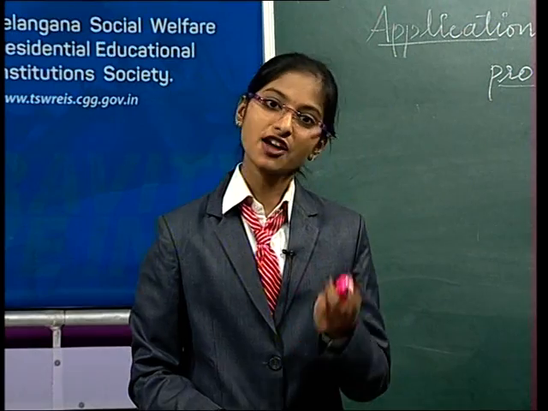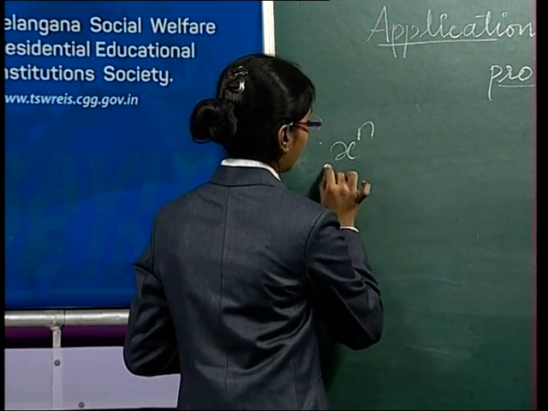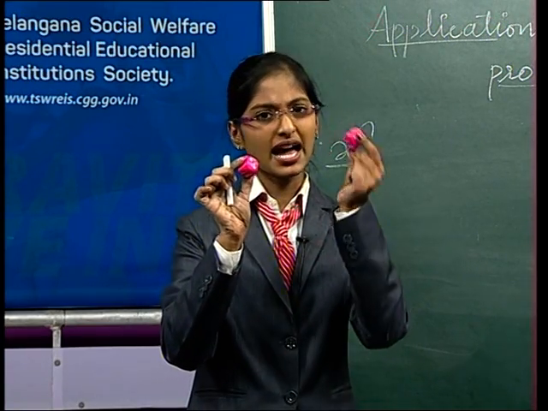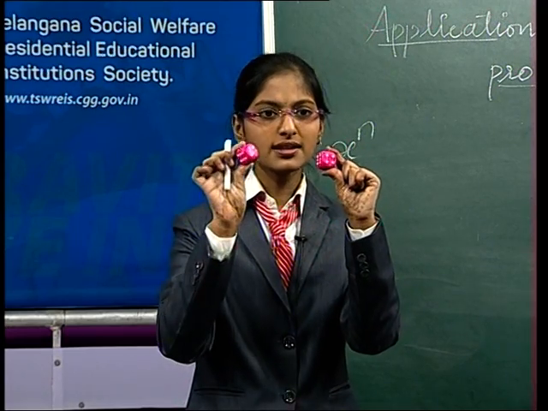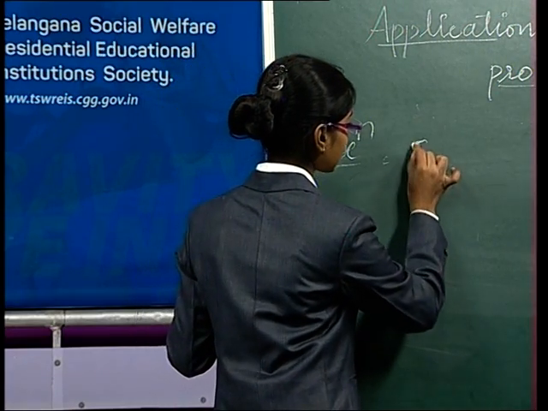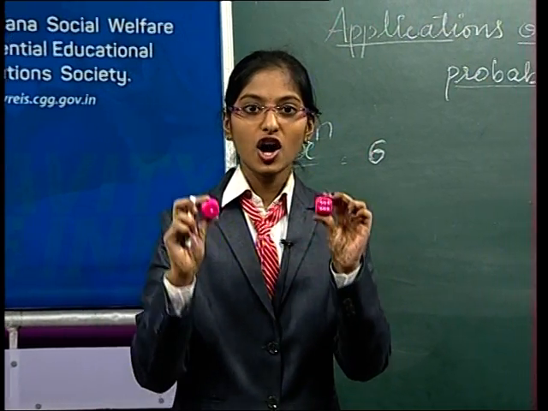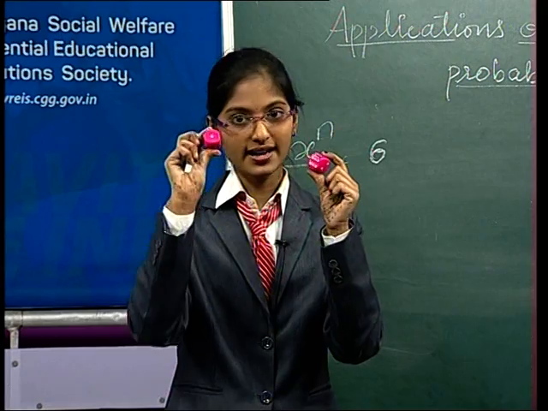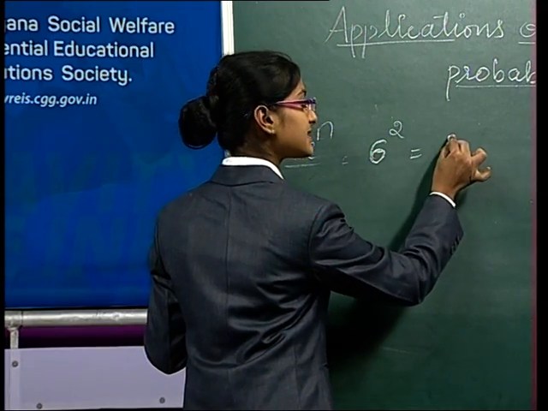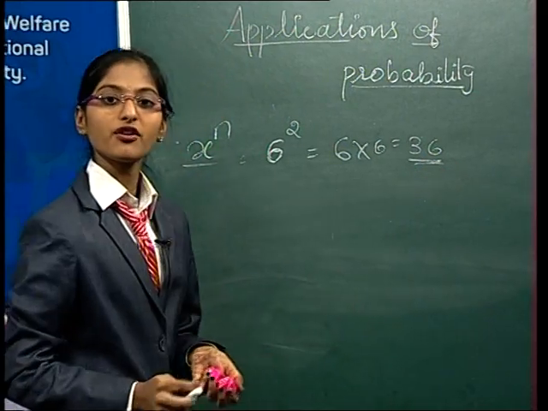We have to substitute them in the formula. What is the formula? x to the power of n. Here the x refers to the number of sides. This object has 6 sides and this object has 6 sides. So, the sides are 6 only, when we take it common. And n refers to the number of objects. How many objects are there? 2 objects, 1 and 2, right? So, 6 to the power of 2. That means 6 times 6, 36. There are 36 total number of outcomes.